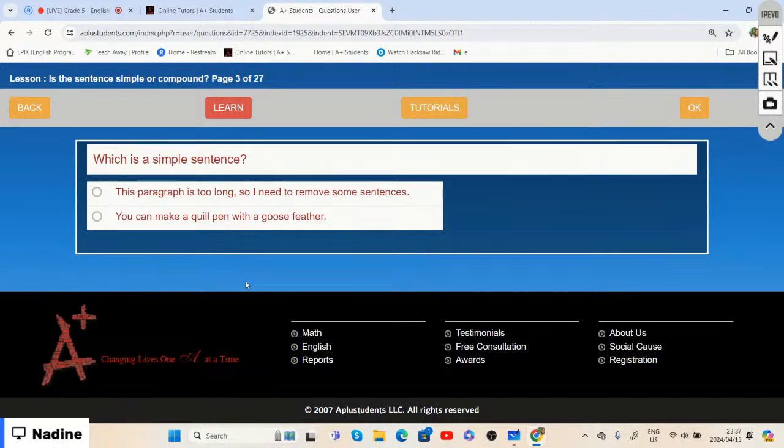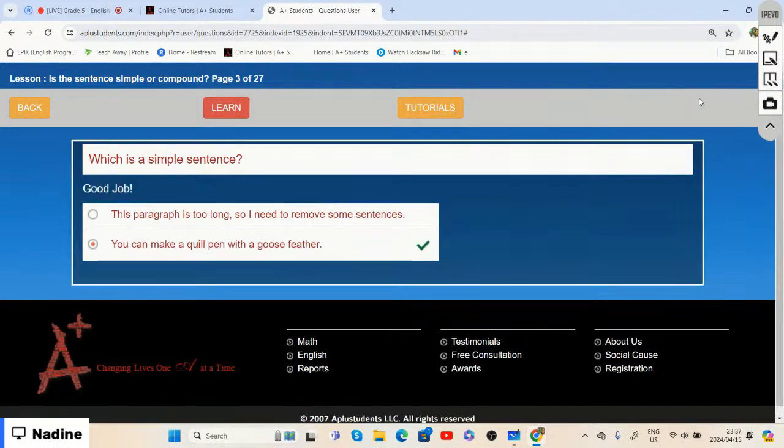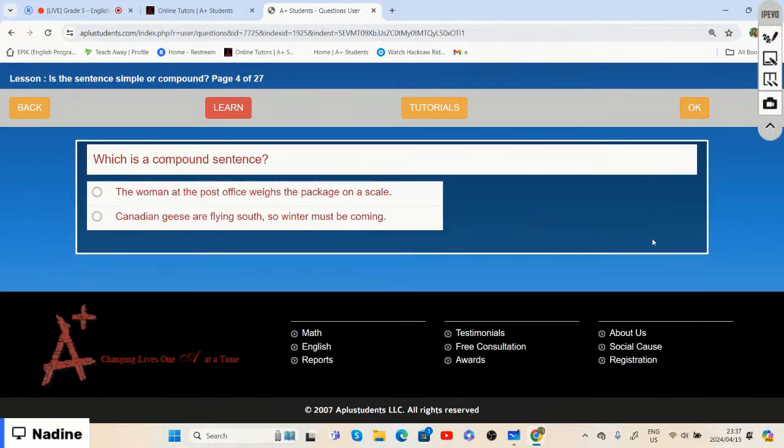All right, so a simple sentence is the second option, right? So well done, everybody. The second option is correct. Let's do one more. Which is a compound sentence? Is it option one, the woman at the post office weighs the packages on the scale? Or option two, Canadian geese are flying south, so winter must be coming?